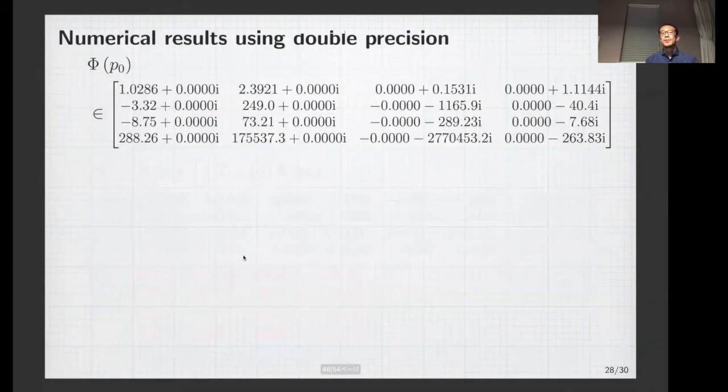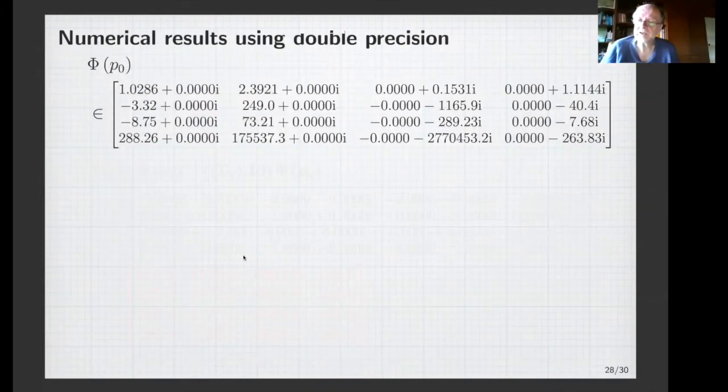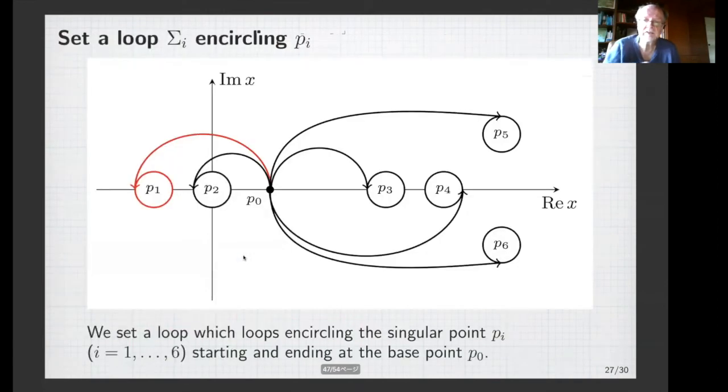May I ask a question? In your picture, can you please go back to the picture? In all other points except P5, you took the mathematically positive direction to go around the point. But in the picture, that indicates that you go around P5 in a mathematically negative direction. Is that correct, or is that a mistake in drawing?